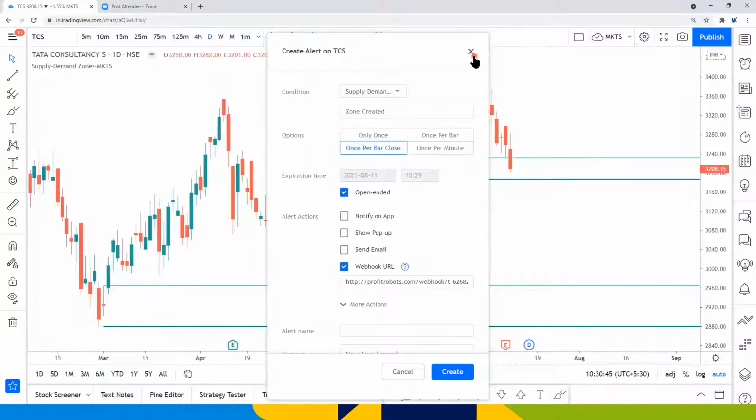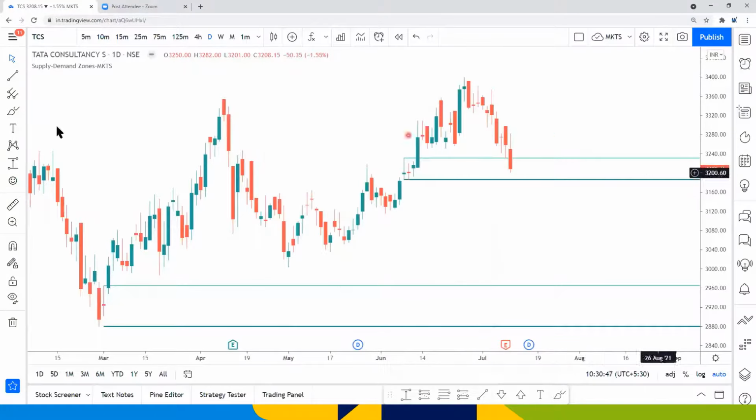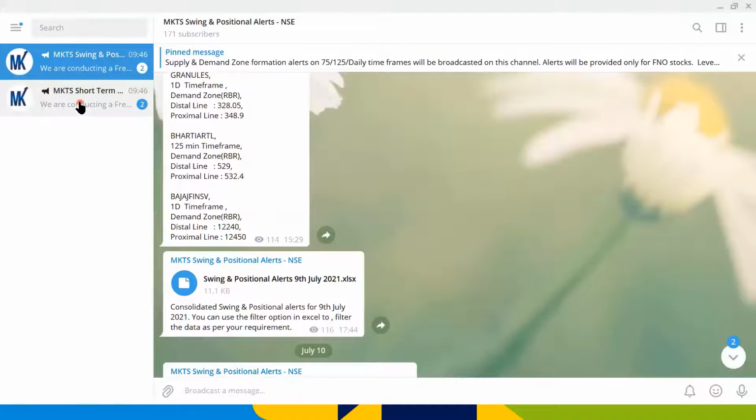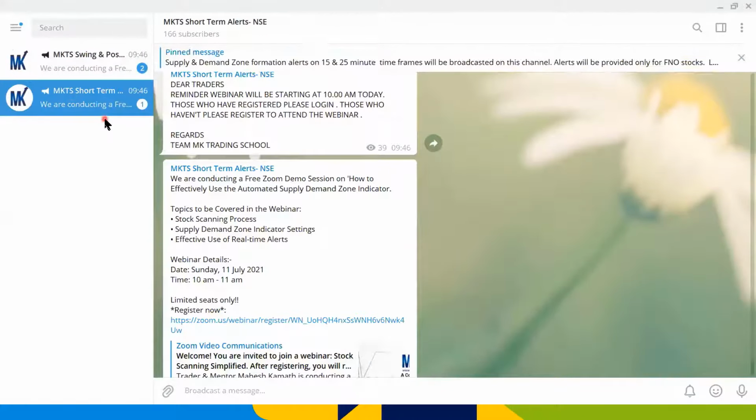So to avoid that, better is you all follow the Telegram channel. Now on the Telegram channel, there are 2 channels. One is swing and positional alerts. The other one is short-term alerts. So Satish, yes, that's what I'm saying. You don't need to bother about alerts. Alerts, you will get it here.